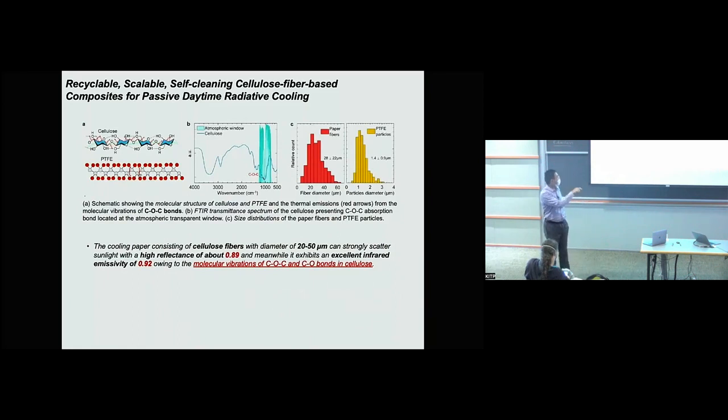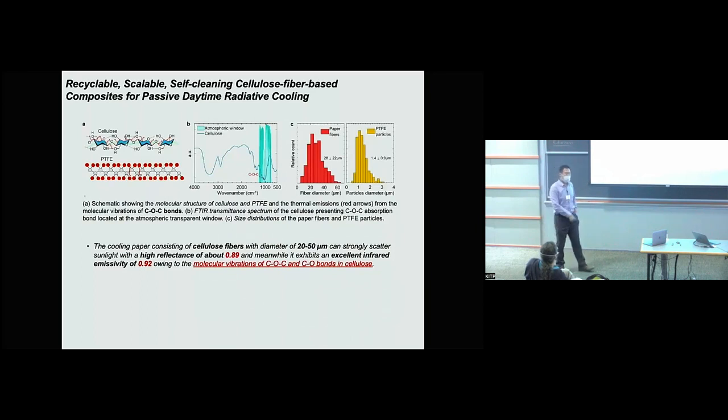So we looked into this material, and we demonstrated experimentally that it is simply because of the C-O-C bond, this carbon oxygen bond inside the cellulose fibers. So this material could have the high solar reflectivity and the high emissivity. You can see that for the reflectance between 0.3 and 2.5 microns, it's not that high. It's only up to 0.89. It's not perfect at all.